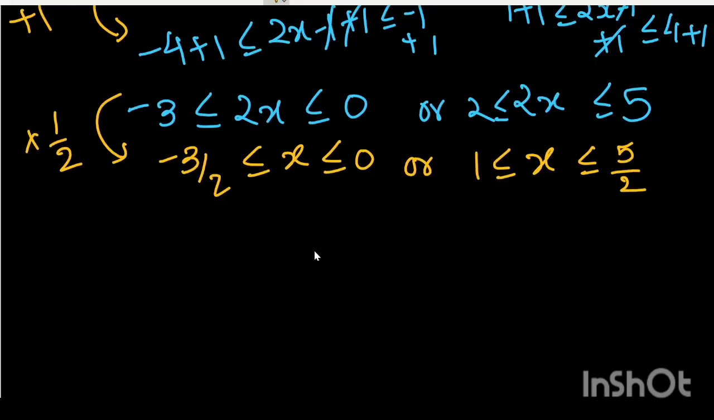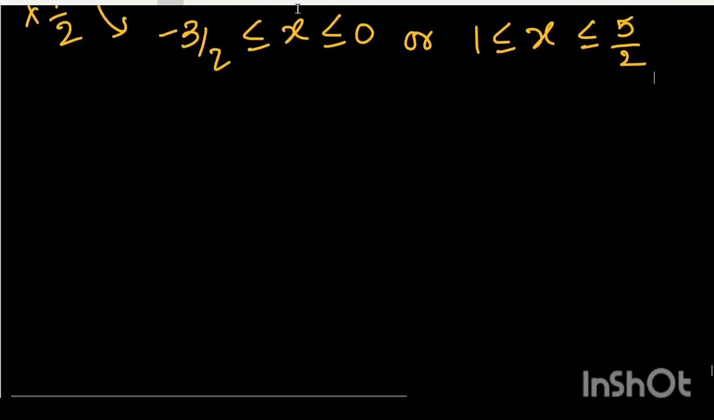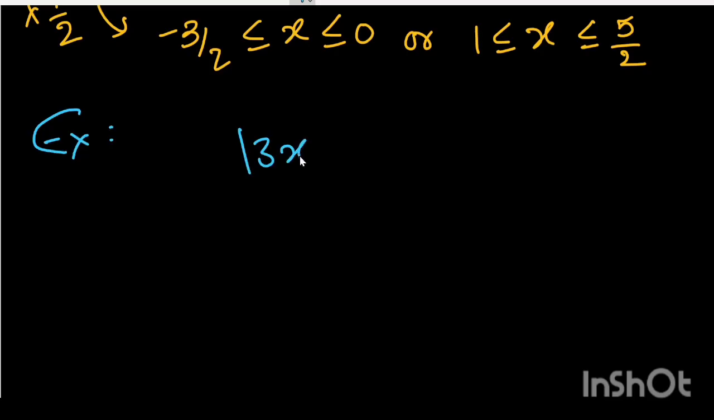Okay guys. Now let's take another example. What if the question is like this? 3x plus 7 greater than or equal to minus 2, less than 14. How can we approach this?